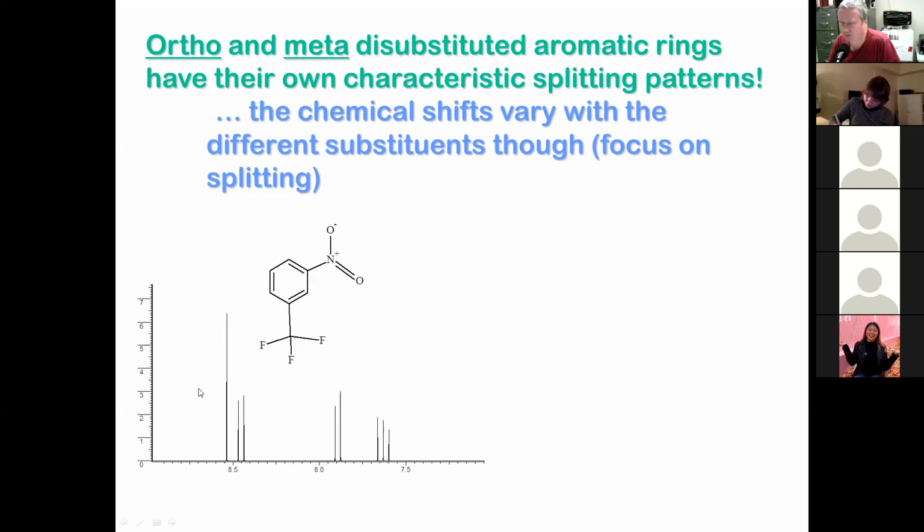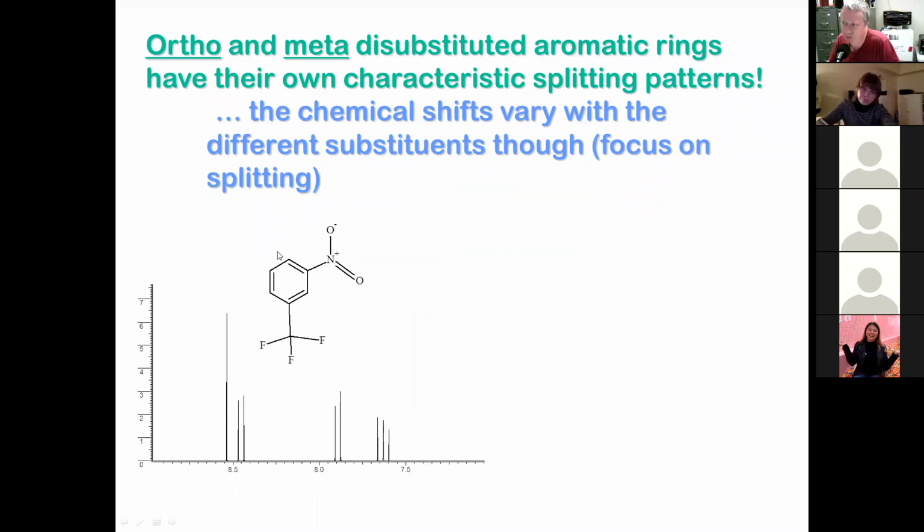Regardless of the order, the big thing is: okay, I got a singlet, I got two doublets, I got a triplet. That is what you would expect for a meta-disubstituted benzene. Where's the singlet? Here's the singlet. Which of these CHs has no protons next door? It's this one. This is a singlet. Why? Because there's no neighbors. Zero plus one is one. It's a singlet, right?